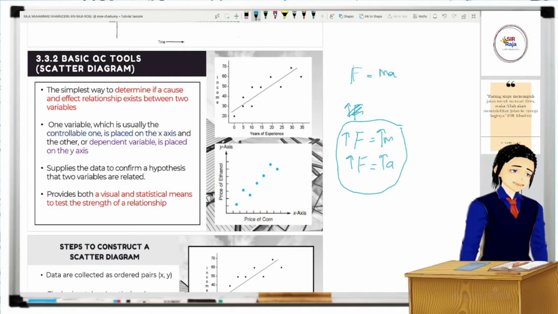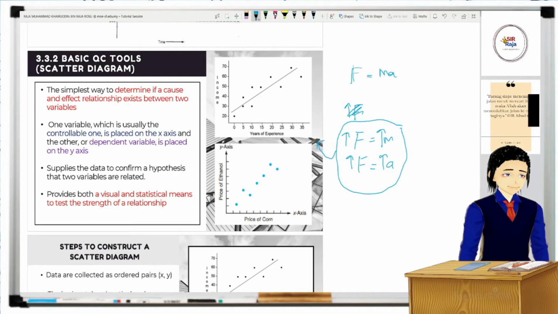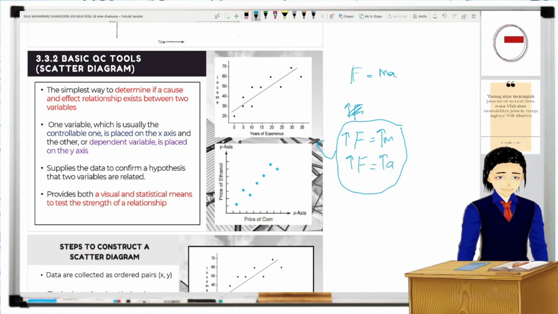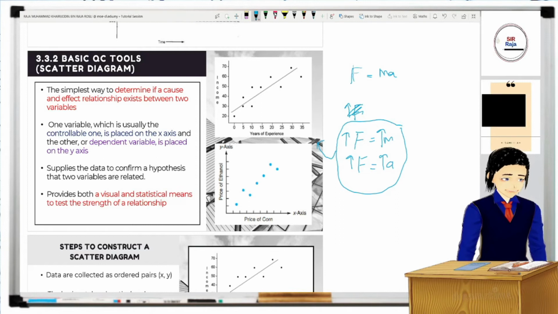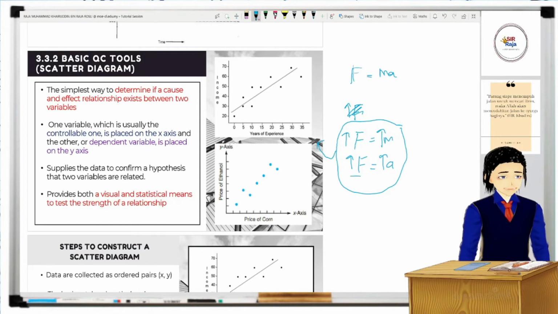Actually, all this begins with some research made by researchers. Of course, we know F comes from Newton's first law, second law, and third law, and so on. But how did he know? So by making some research, maybe he takes some things that are heavy, that have a big mass, or makes some acceleration, small and bigger, and then checks the force. So before you can make sure that we have this relationship, you're going to start with a scatter diagram.